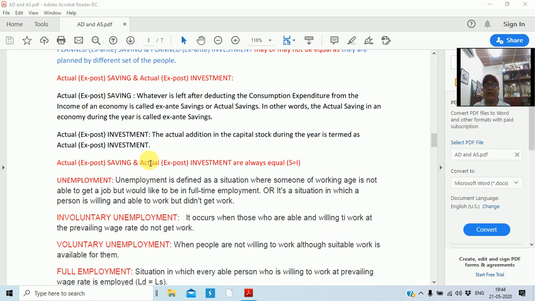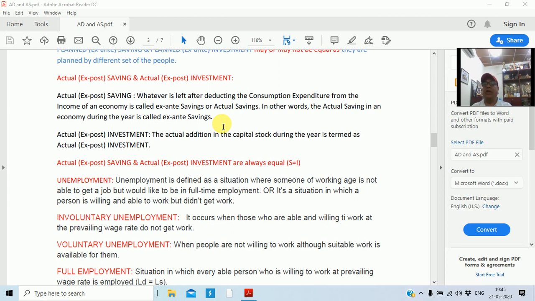And see here, actual or ex post saving means whatever is left after deducting the consumption. Because at the end of the financial year, you have generated the income, and a part of the income you consumed. What remains is the actual saving. Because how do we calculate saving? S is equal to Y minus C.